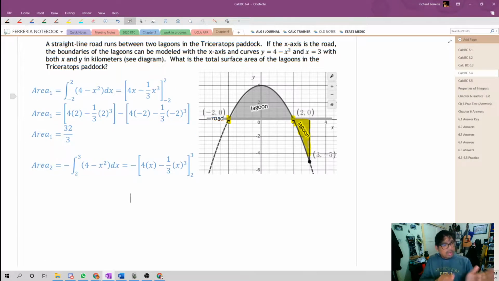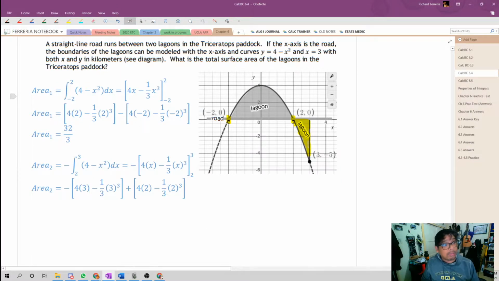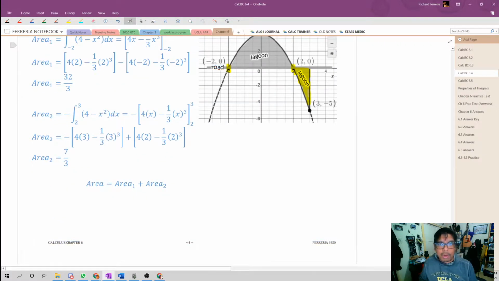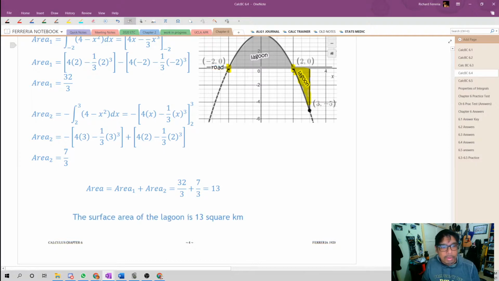Just like last time, we're going to go ahead and find our antiderivative, which we know what it is already. And we're going to evaluate from 2 to 3. Substitute the lower limit and the upper limit into the antiderivative. That gives us that area 2 is 7/3. Total area is area 1 plus area 2, which is 32/3 plus 7/3, or just 13. And the surface area of the lagoon is 13 square kilometers.